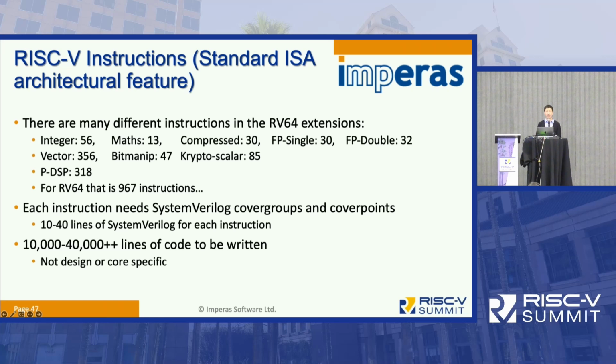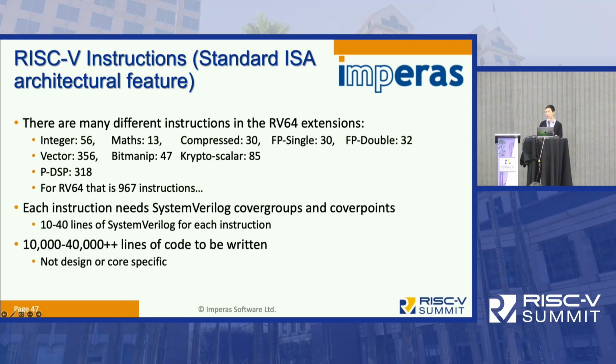So we're going to talk a bit more about the first category, which is functional coverage for the RISC-V ISA. Let's take a 64-bit RISC-V core as an example. This core could include several different extensions, and each of these has a number of instructions. If you were to implement all the extensions shown in this slide, you would have a total of 967 instructions.